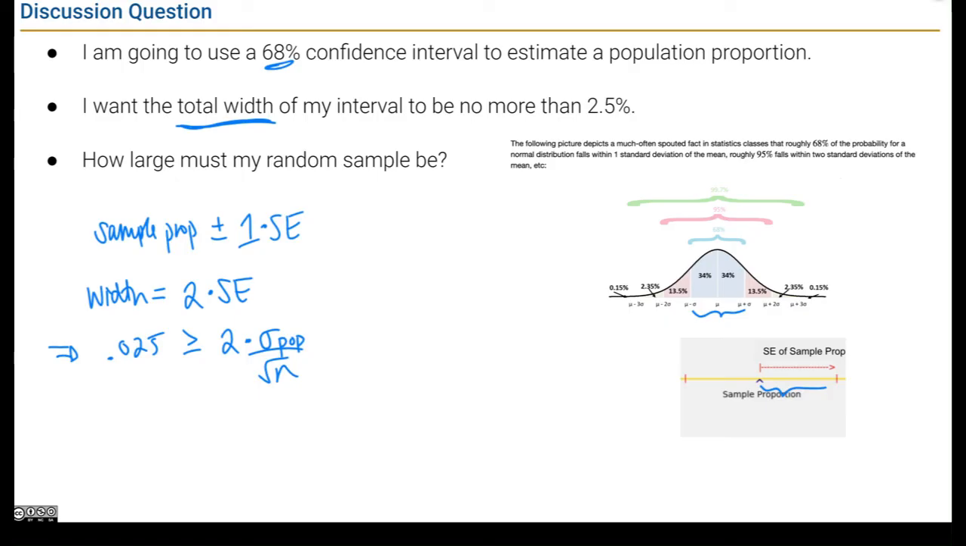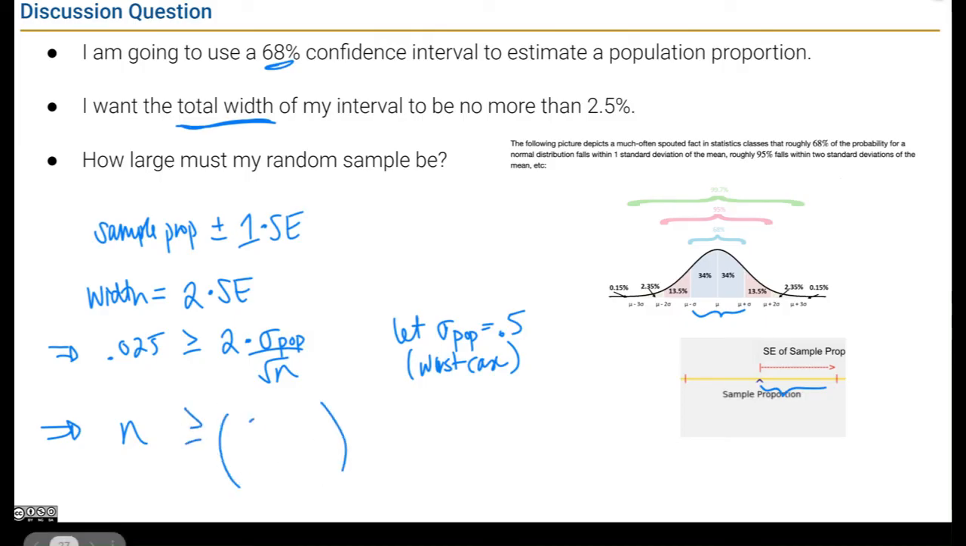And again, let's assume our worst case for standard deviation, just because I don't have any other knowledge about what this is going to be. And now we're going to solve. So I'm going to get that n is greater than or equal to 2 times 1/2 divided by 0.025 squared. And that's going to get me a random sample of size 1600.